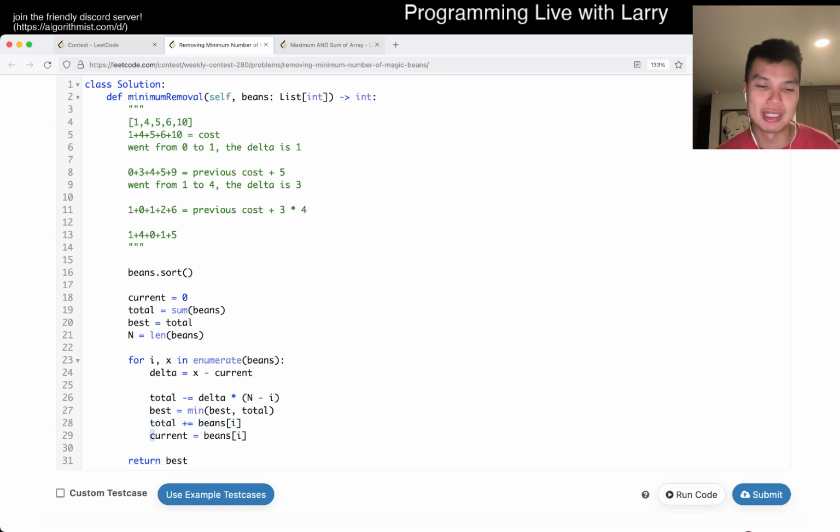And of course, the current is just updating to the previous, so that the next one will be the previous. I could maybe write it a little bit cleaner. But yeah, so what's the complexity? Hopefully this is straightforward to see.